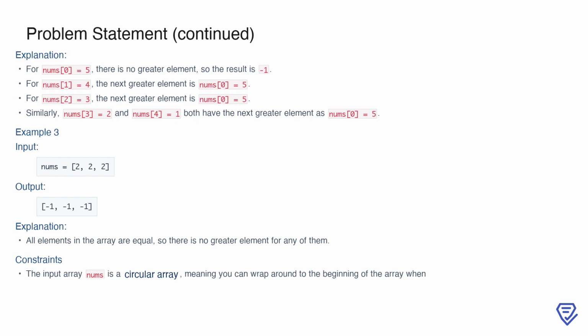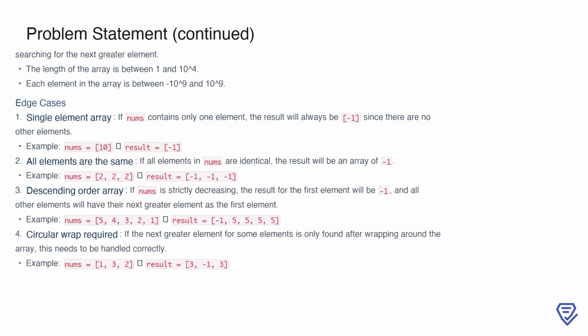Now, consider a different example where all elements are equal, such as nums equals [2, 2, 2]. Here, no element has a greater number, so the result for each is -1. This gives us the output [-1, -1, -1]. Since this is a circular array, it's important to remember that the traversal wraps back to the beginning when searching for the next greater element.